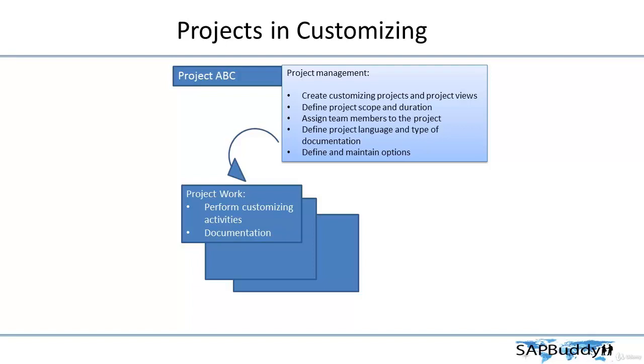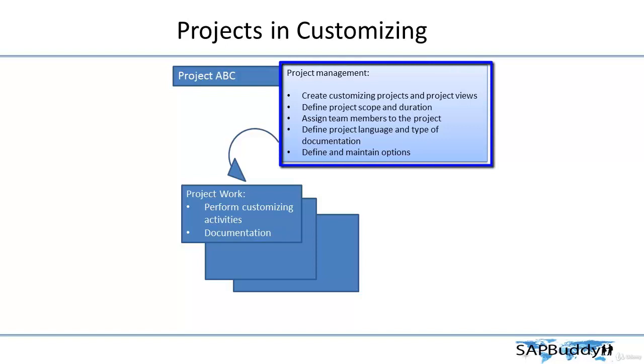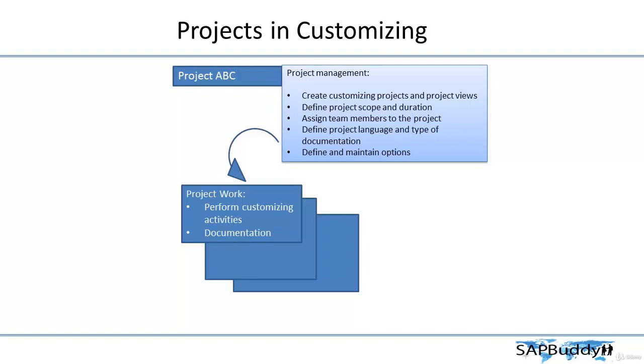Now let's see what is project customizing. Let's say if you are running a project, you will have quite a lot of activities which is happening within the project. So if you want to manage the project efficiently using one project view inside SAP, then it is possible. Using this SAP IMG, you can do the entire project management, like creating customizing objects and project views, and you can also define the project scope and duration, when it will start, when it's going to end. Then you can also assign the team members of this project. In a project, you will have many team members doing different activities. So you can assign all the project team members within this particular project itself.